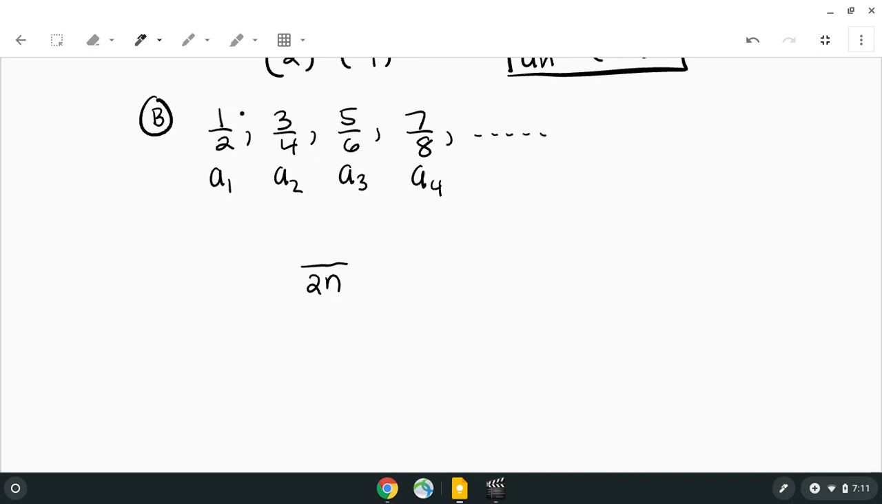Now let's take a look and see how we get the numerator. So we get 1, we get 3, we get 5, and we get 7. Okay, so some people can spot the pattern really quickly. For some people, it just pops out to them. And for some people, it takes a bit.